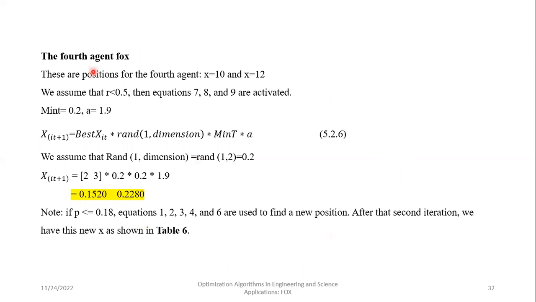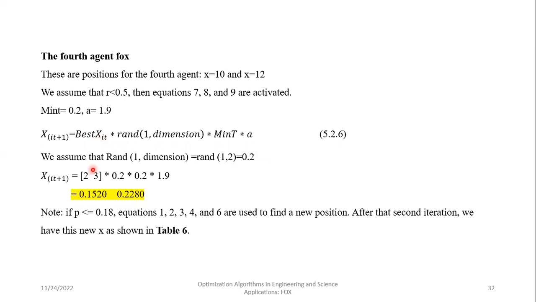Now, just for learning, for the fourth agent, we set R to be less than 0.5, so that we can go to exploration. In this case, we use equations 7, 8, and 9, and we activate these equations. We start with minimum time 0.2 and A average 1.9, randomly between 0 and 2, so 1.9, but starting from 2. This is equation number 6. We are activating this equation, and we need to find this.